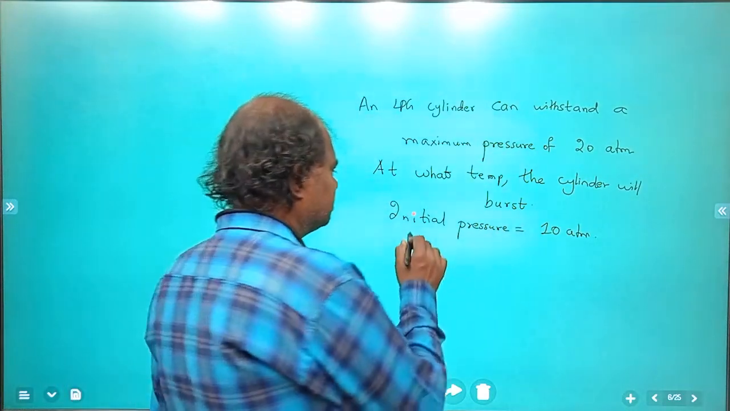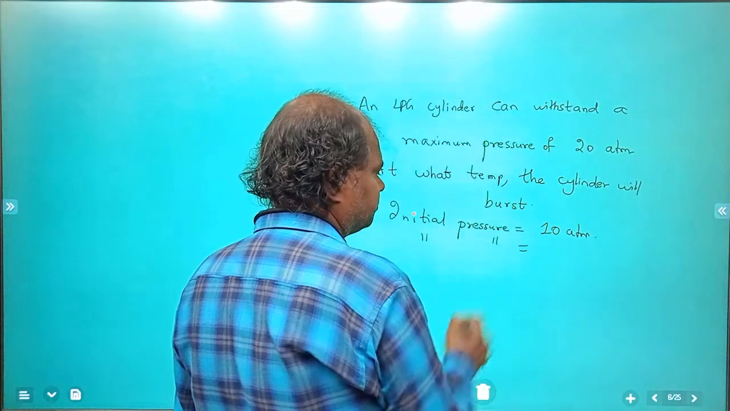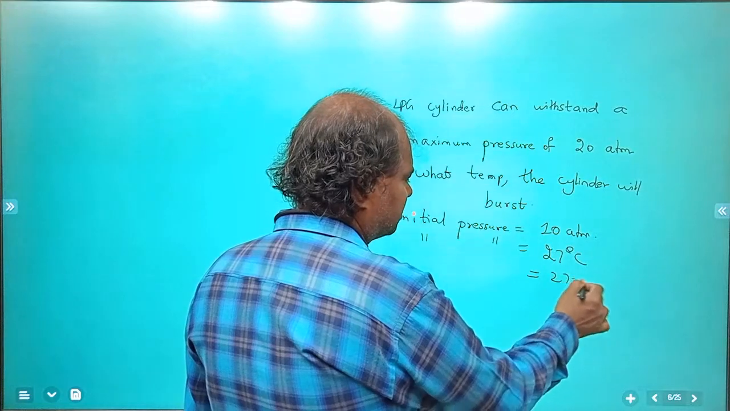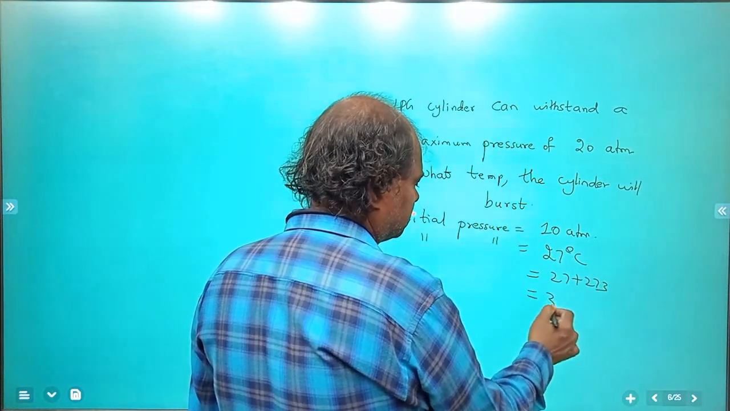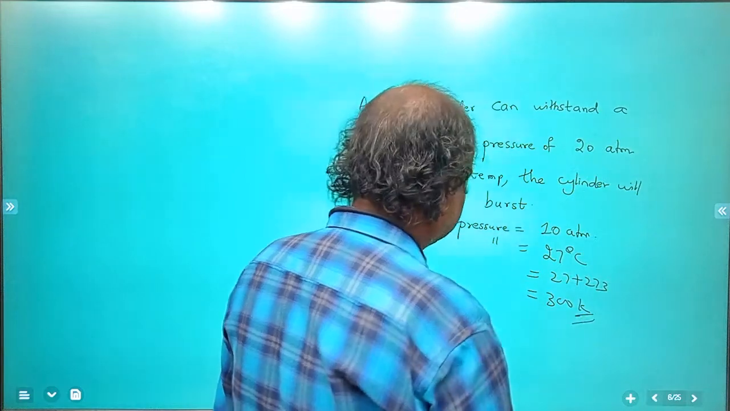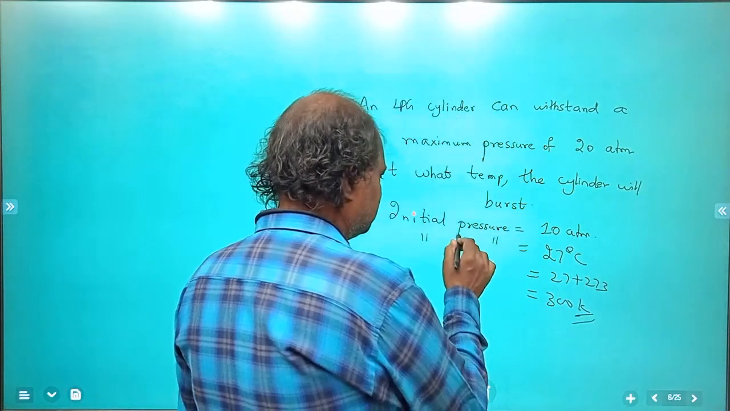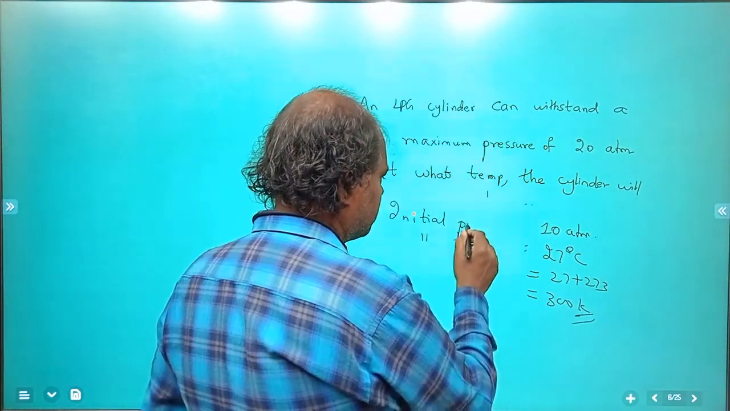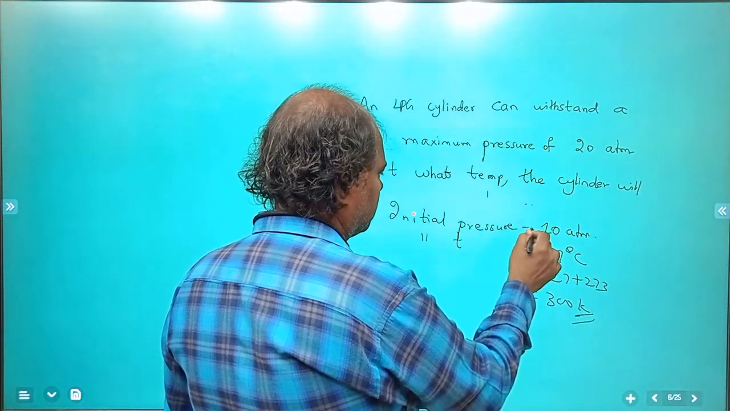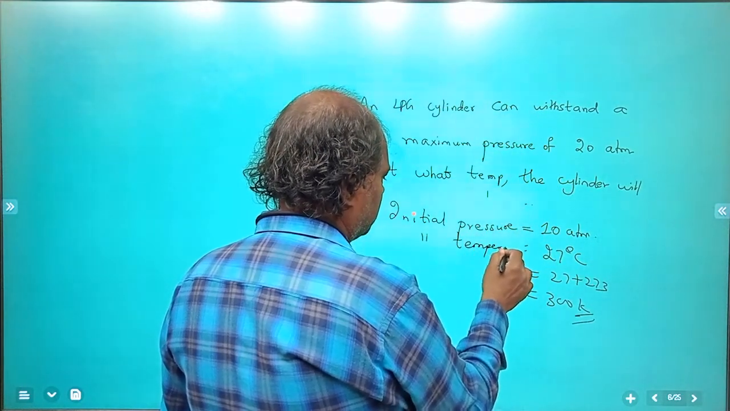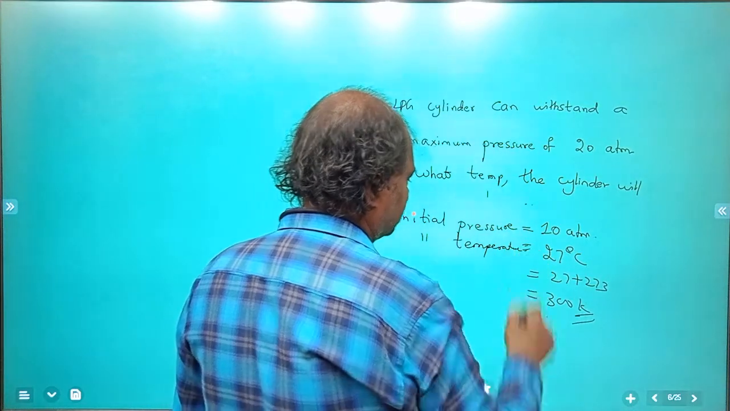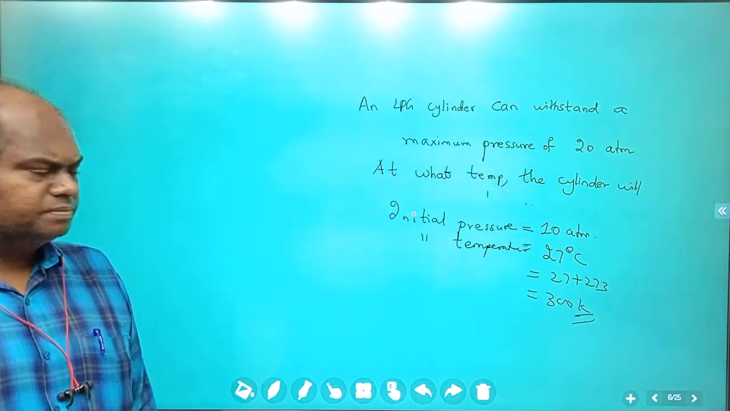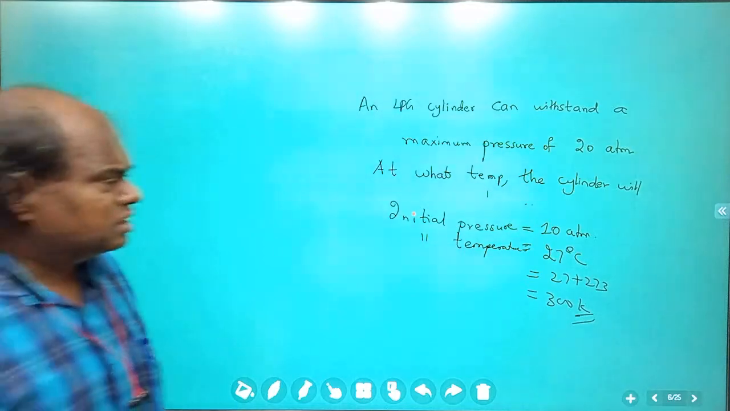And we'll take the initial temperature, room temperature, 27 degrees Celsius. Which is nothing but if you add 273, it will become how much? Are you clear, students? This is the initial temperature. 27 degree Celsius, right? 300 Kelvin. Okay. So I want to know when the cylinder will burst actually.